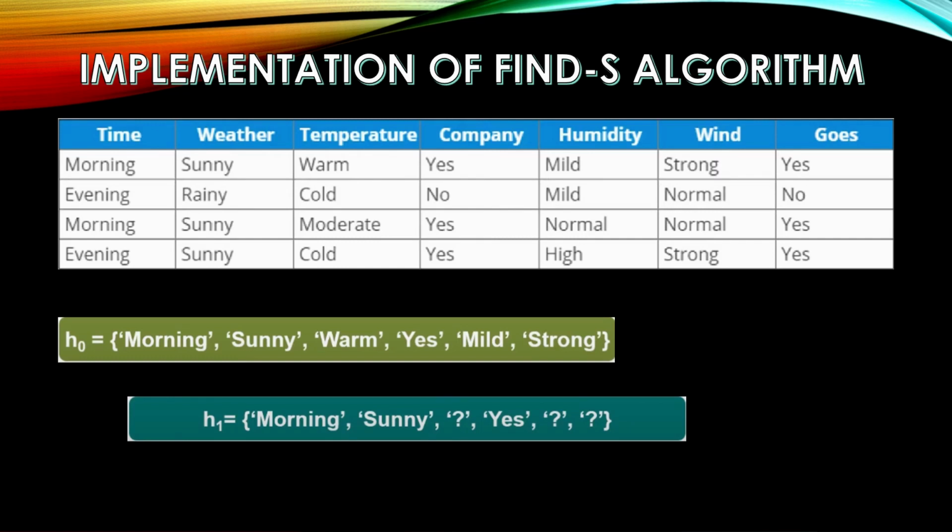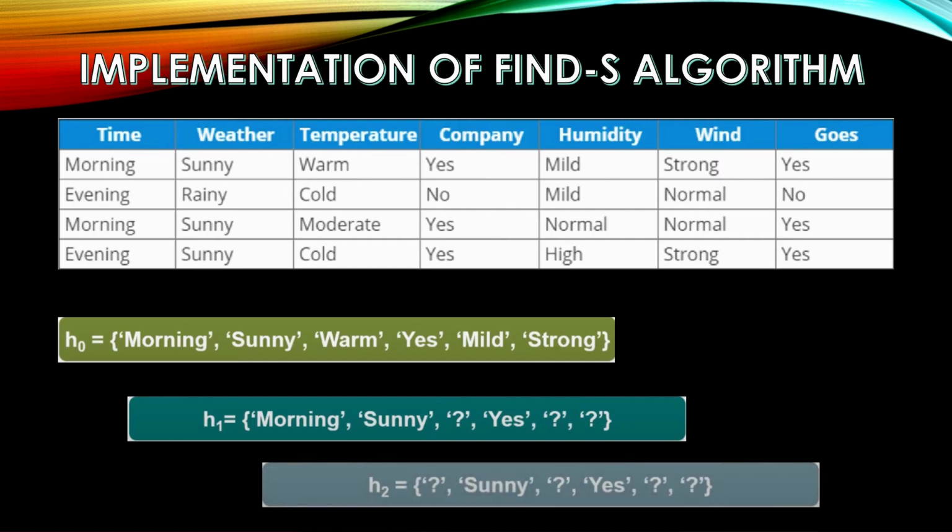Over here, because that's the last example in our data set, which is also a positive example. Now, the question comes here. The first parameter, that is time, is actually evening over here, so we'll put a question mark again. The weather is sunny, so we'll make no changes, and the temperature is cold, so we'll make a question mark again. Then the company is yes, so no changes. Humidity is also a different value, so we'll put a question mark over there. Then the wind is strong, so we'll put a question mark over there as well, because we had already encountered normal, which is a different value from the hypothesis.